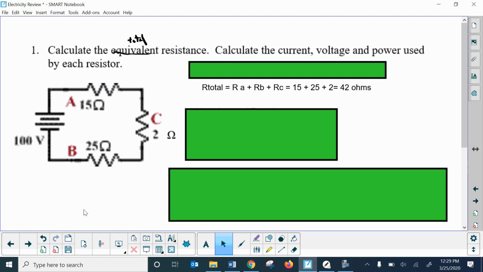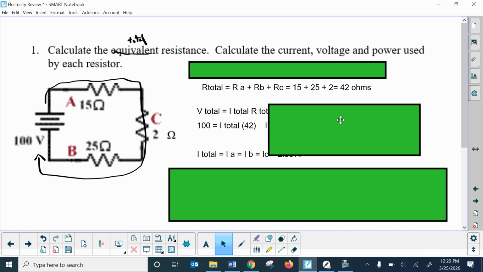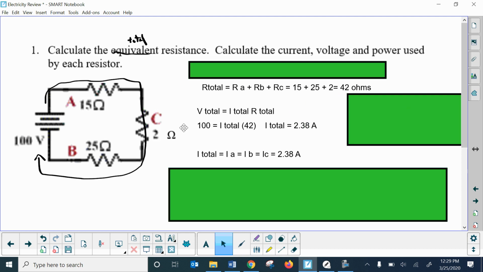So the first thing I do is try to figure out, okay, how much current goes through this whole circuit. The current that goes through A is also the current that goes through B, and this is the current that goes through C. So I'm just going to use Ohm's law. So Ohm's law, 100 volts for the total voltage equals the total current times the total resistance, which you just found to be 42. So if you divide 100 by 42, you get 2.38. It's rounded a little bit, but it's close enough. And then I just mentioned the current that leaves the battery is the current that goes through everything. So that's all 2.38.